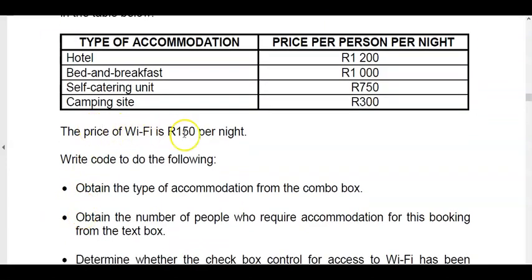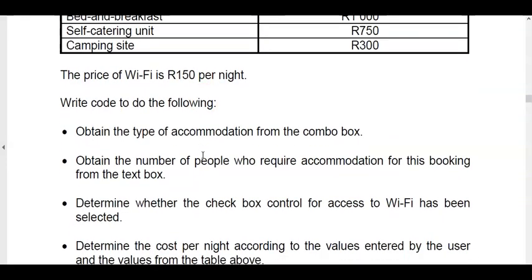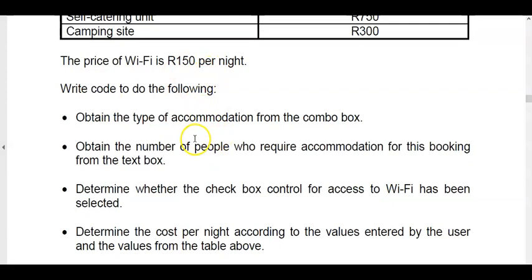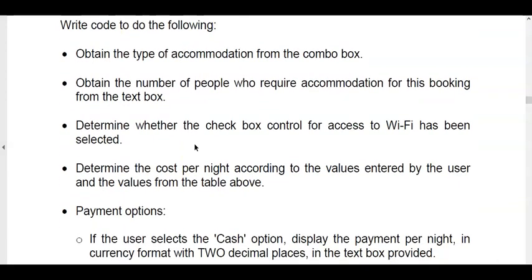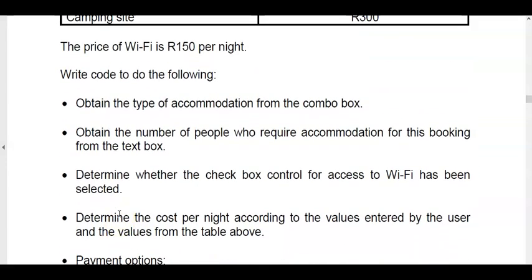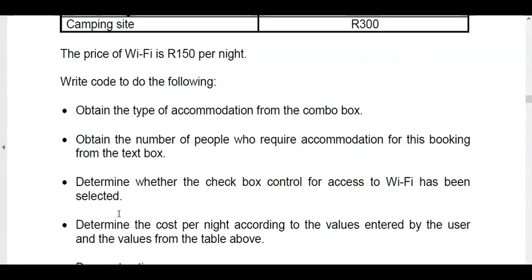They say the price there of Wi-Fi is $150 per night. That was in 2016. Hopefully these days we get it for free. And the user had a checkbox on which they could select whether they wanted the 150 or the Wi-Fi or not. Here they say write the code to get the type of accommodation from the combo box, the number of people who require accommodation because the prices were per person, and then you had to use your checkbox to add that 150 if needed. Determine the cost per night according to these values.